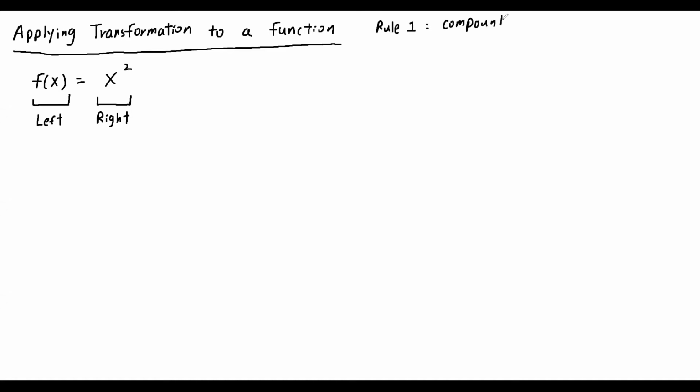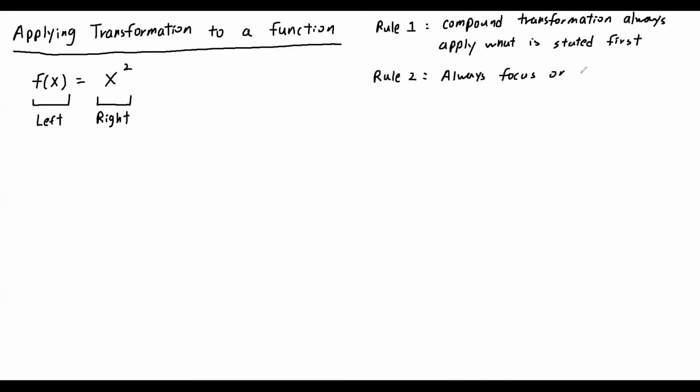Rule number 1. Compound transformations always apply what is stated first. So when you have multiple transformations, always apply what is being described first. Rule number 2, always focus on the left side of the equation rather than the right side. This will eliminate a lot of common mistakes and help us determine what to do to the equation.